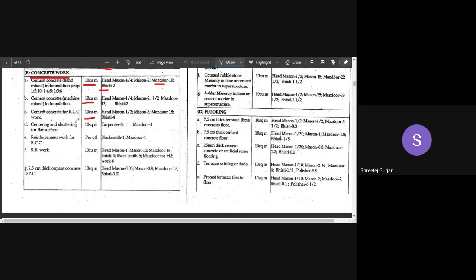Okay, so centering and shuttering. Shuttering is nothing but formwork, and the support that you provide for a formwork is called centering, correct? So for 10 square meters of centering and shuttering, before you lay your concrete, you prepare your formwork, right? I'm showing an example for a beam. This is a formwork of a beam, right? You prepare a formwork and then you lay your concrete inside it, right?